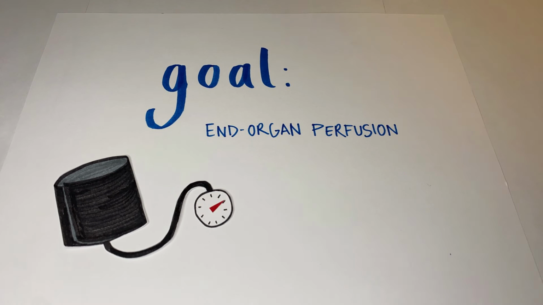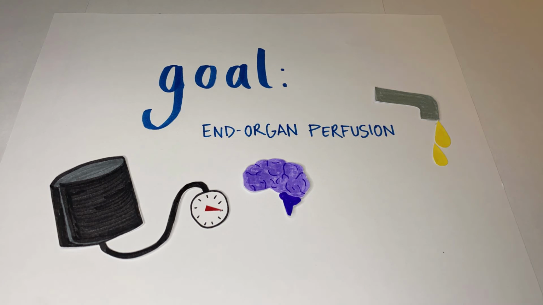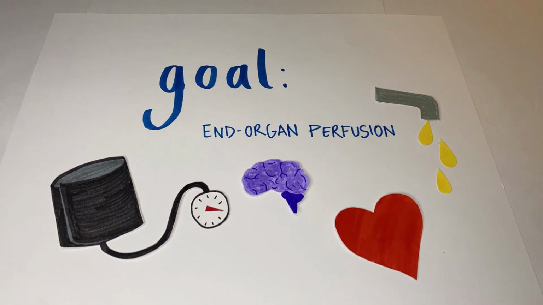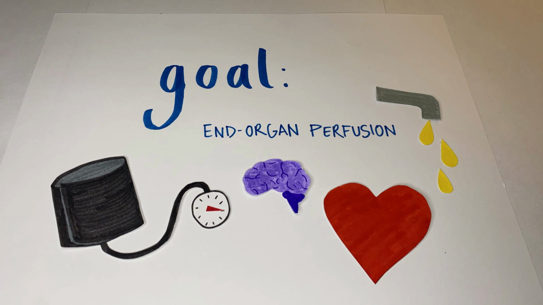How do we know when our treatment is working? The goal of resuscitation is restoration of end organ perfusion. We monitor this with blood pressure, urine output, and lactate. The target mean arterial pressure is greater than 65 to 70. Target urine output is greater than 0.5 cc's per kilo per hour. Ideally, lactate should decrease by 20% in the first 4 hours of resuscitation and continue to trend down.